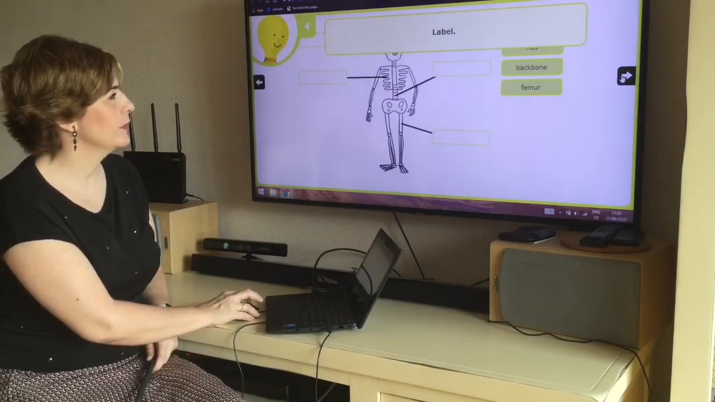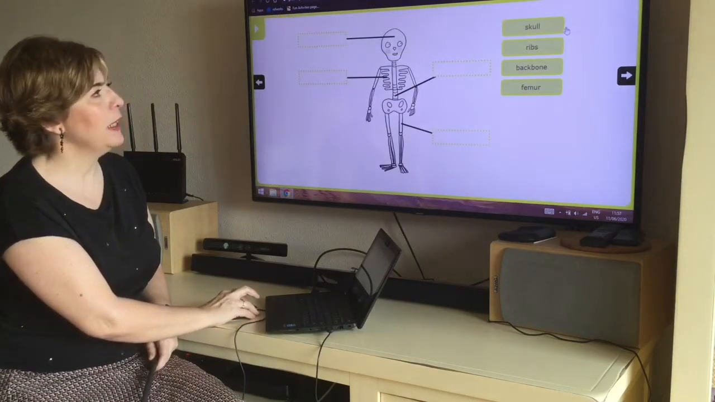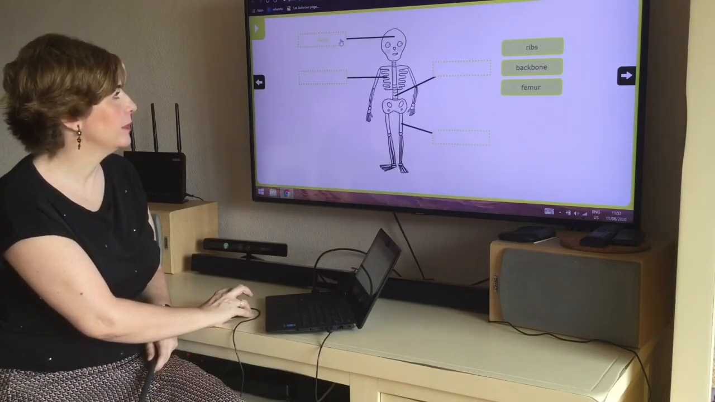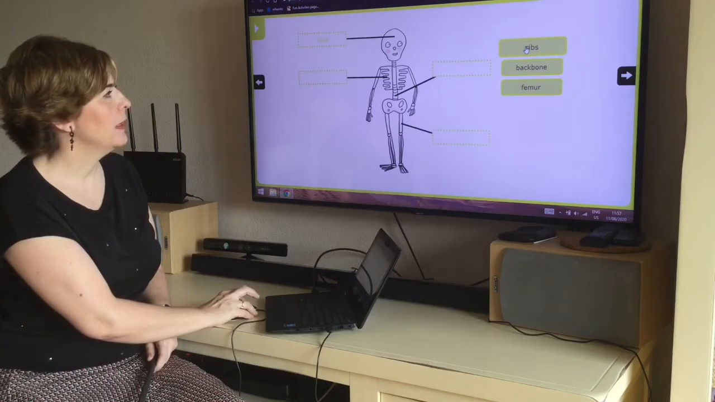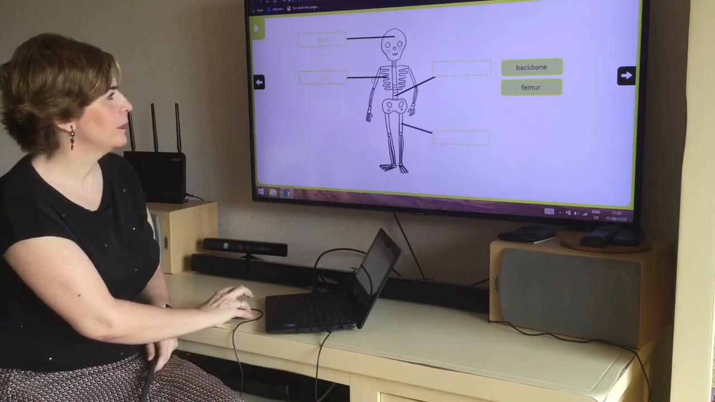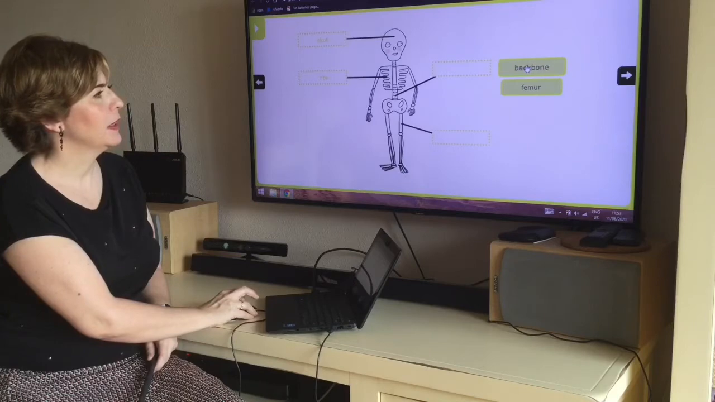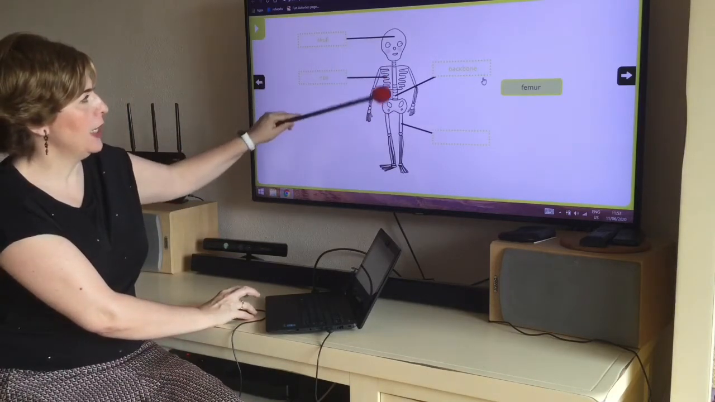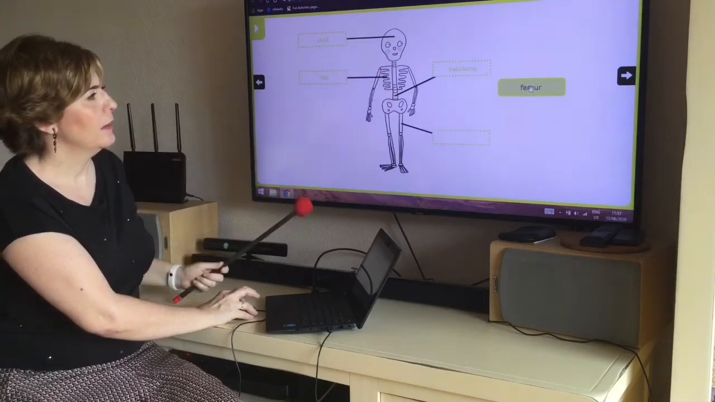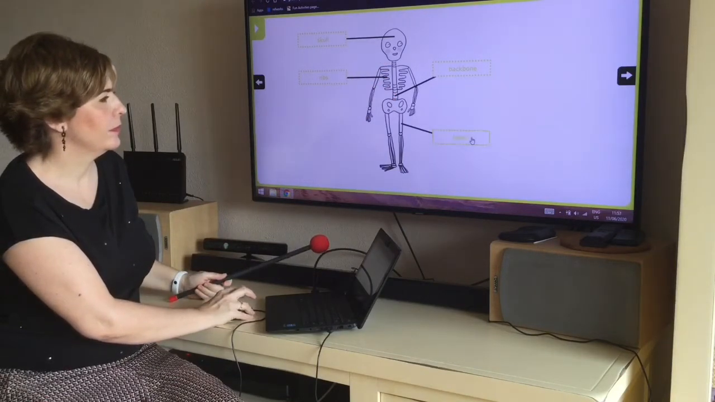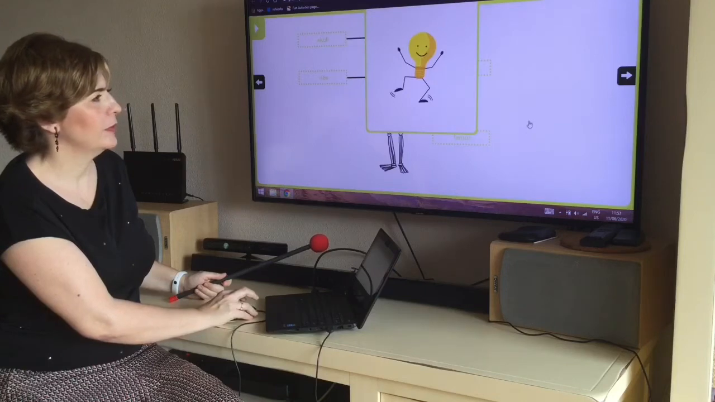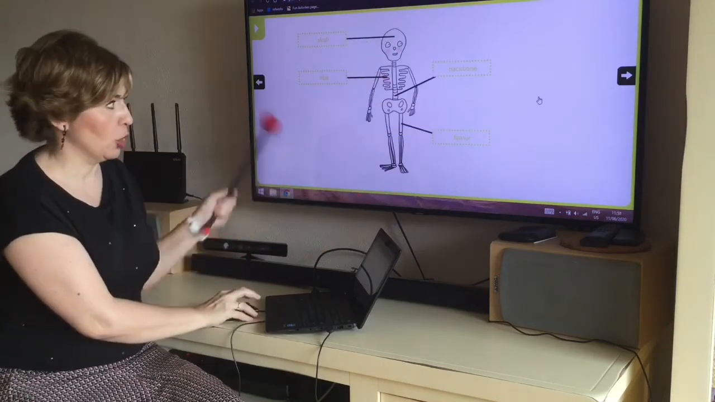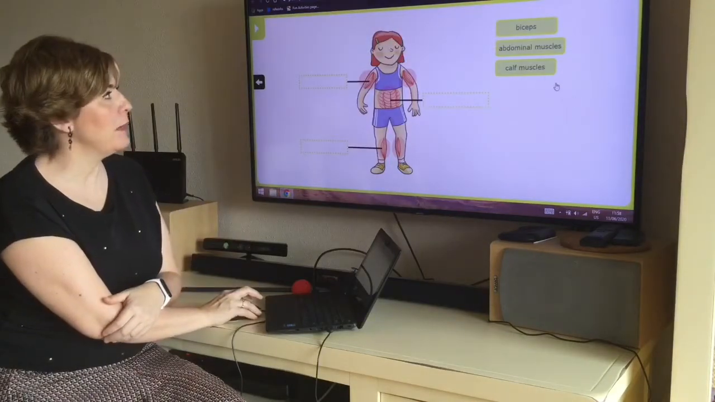Label. Remember, we have the skull in our head. Skull. The ribs. Ribs. The backbone, which is all this. Backbone. And the femur. That's the revision of the bones. Now we are going to the muscles.